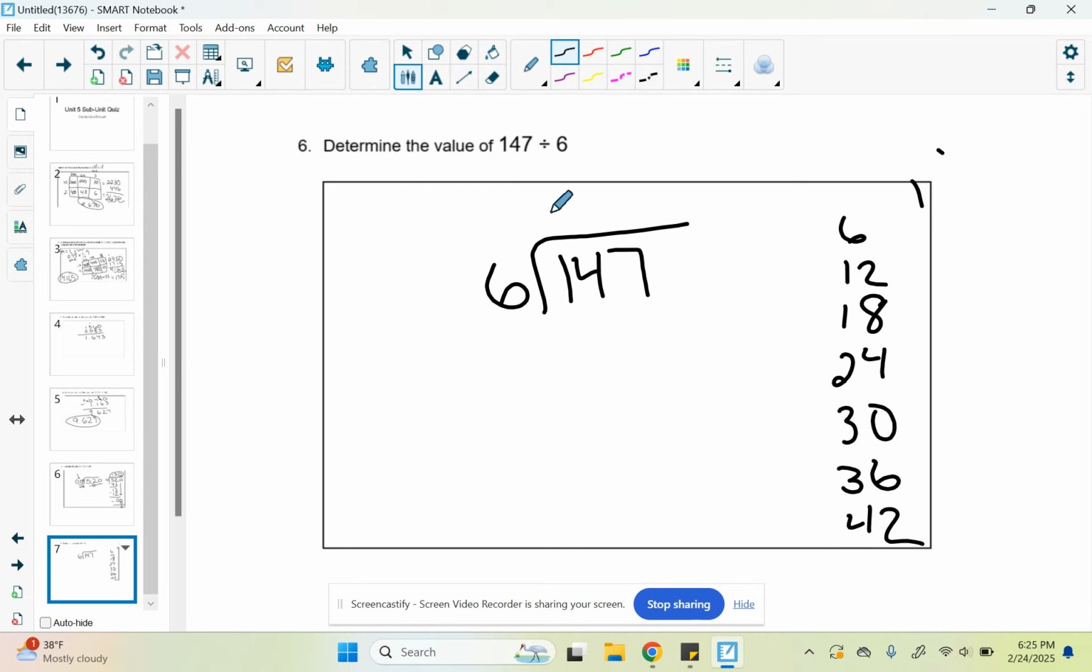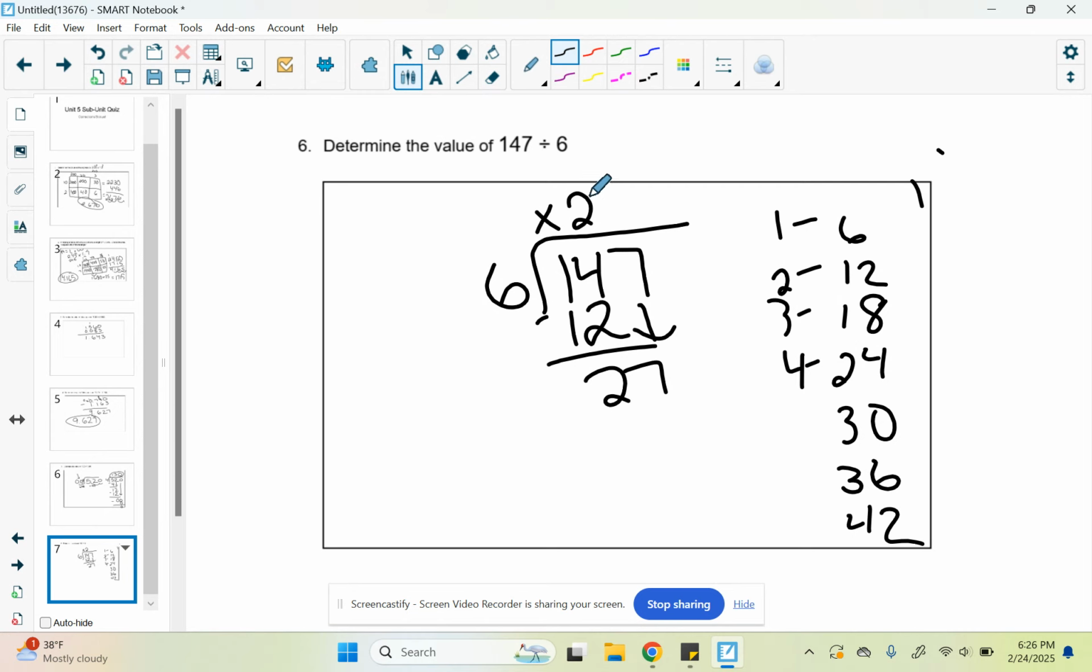6 does not fit into 1, so we're going to put an X. 6 does fit into 14. The closest you can get is 2 times, which is 12. 6 times 2 is 12. Subtract, we get 2. Bring down the 7. Now, how many times can 6 go into 27 without going over? And the closest we're going to get is 4 times. 6 times 4 is 24. Subtract, you get 3.